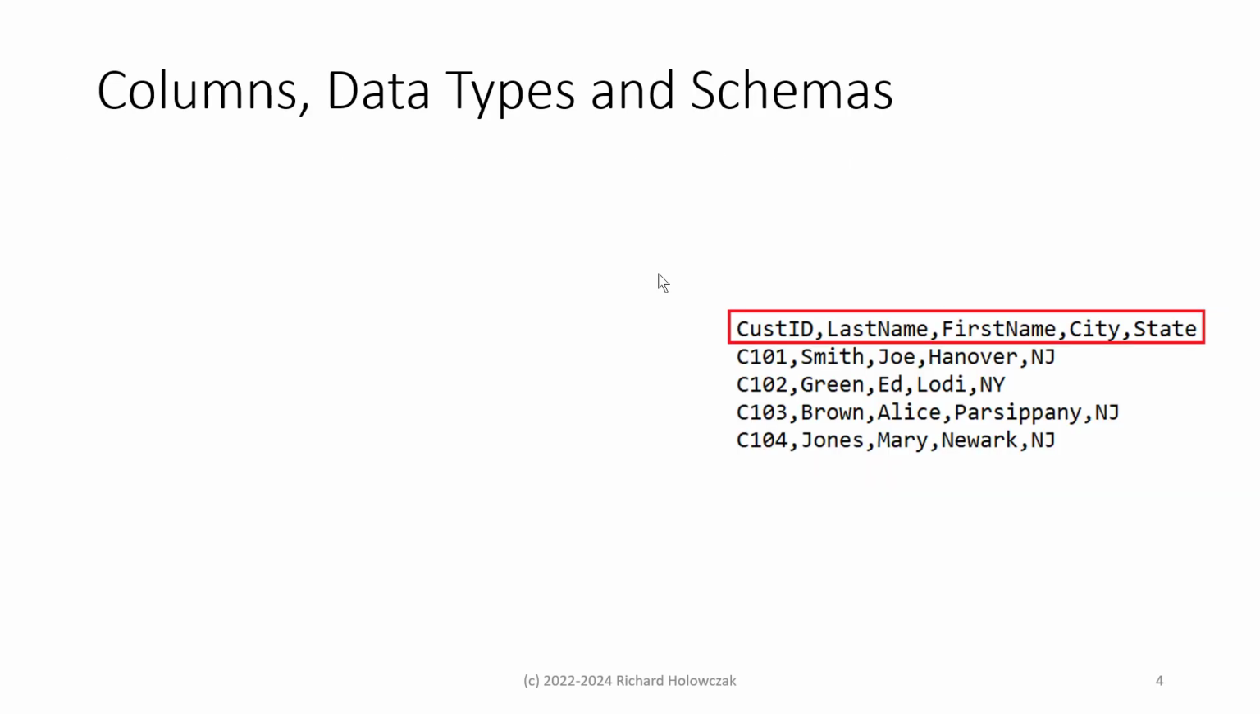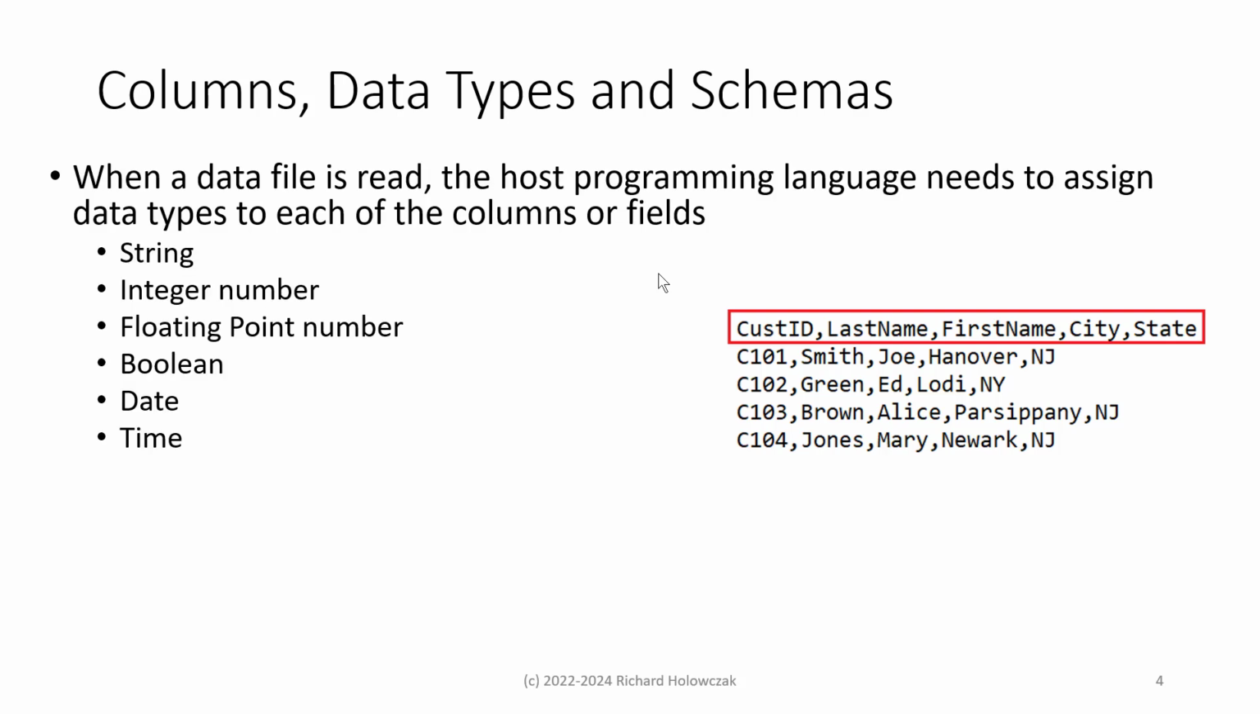Now let's talk about columns, data types, and schemas. When a data file is read, the programming language, like Python or Java, needs to assign data types to each of the columns or fields. For example, on the side here, I have an example of a comma-separated values file. We might consider the customer ID to be some kind of a character string because it has some letters in there. Last name and first name and city and state are also character strings. But what if we had a zip code in there? Maybe that zip code could be a character string or a number.